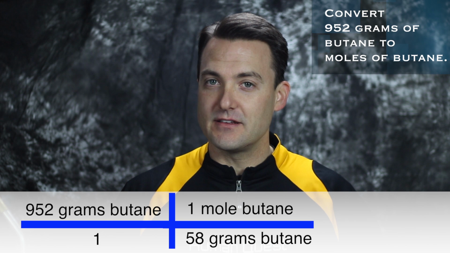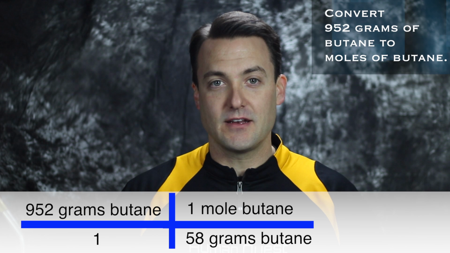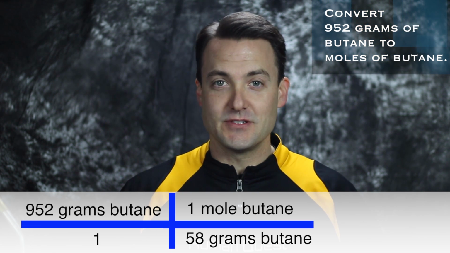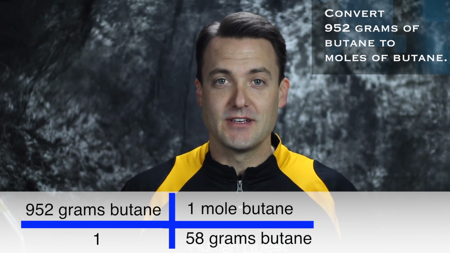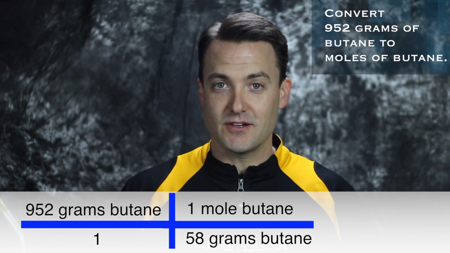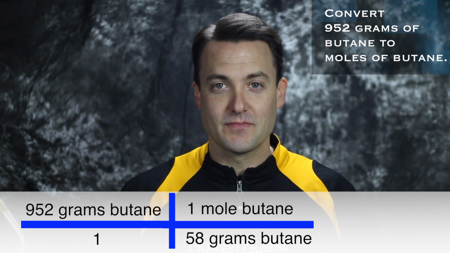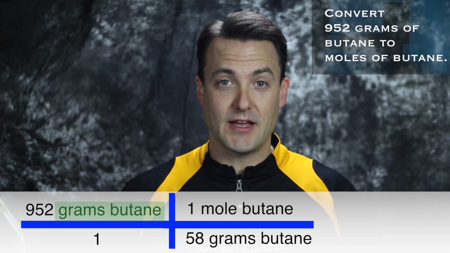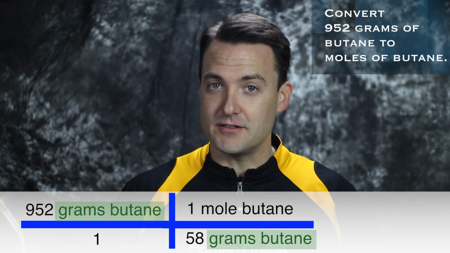Do you see that I've written the molar mass? It's written such that we would say 1 mole of butane per 58 grams of butane. There's nothing wrong with the molar mass being written like that. It's a true statement. Now look closely. What do you notice about the units in what I've written thus far? Look specifically at the gram units. Do you see that the grams from my 952 grams of butane are on the top and my 58 grams are on the bottom?